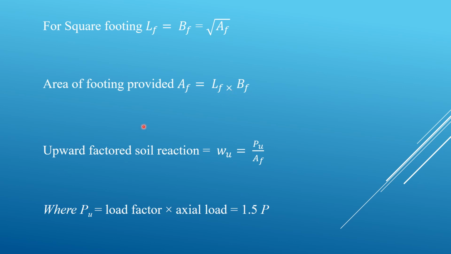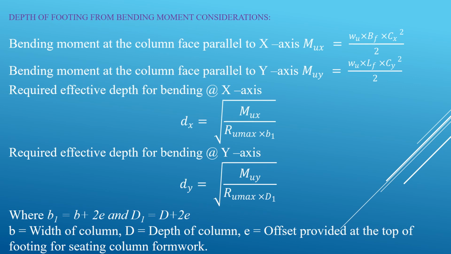Then you calculate the upward soil pressure which is acting on the foundation, that is W is equal to PU divided by AF, where PU is the load factor into axial load, that is 1.5 times P.